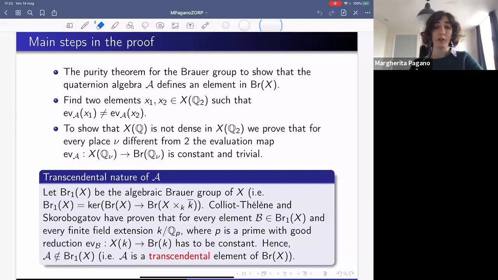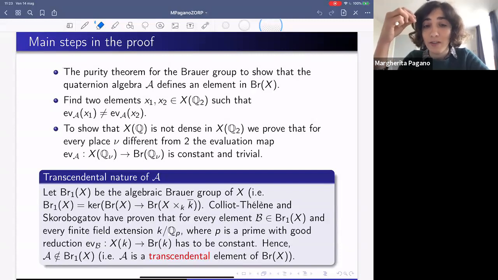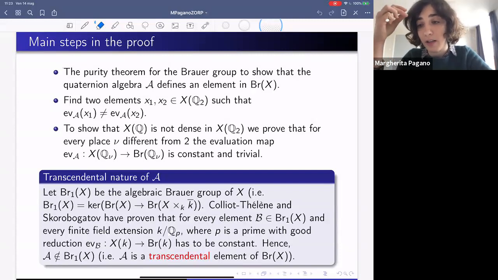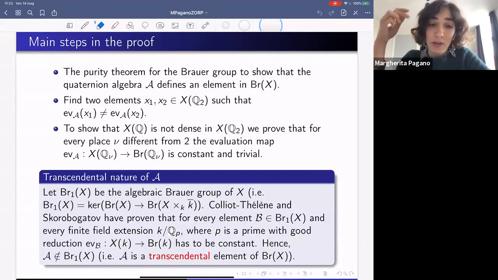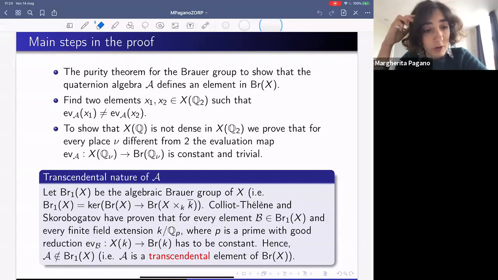And in order to show that the set of rational points is not dense inside the set of two-adic points, the idea is to prove that for every place different from 2, the evaluation map is constant and trivial, and use this to conclude that this obstruction is concentrated in the Q2 points on X, and therefore the rational points are not dense inside the Q2 points. But this is really just an idea of how the proof goes.